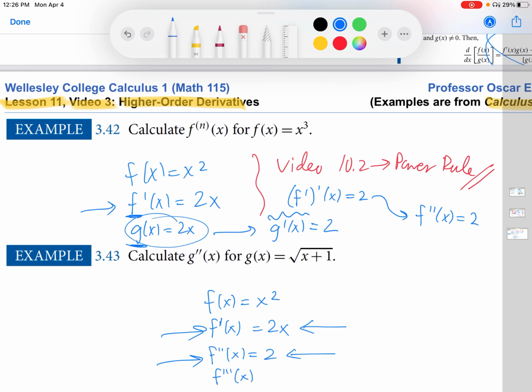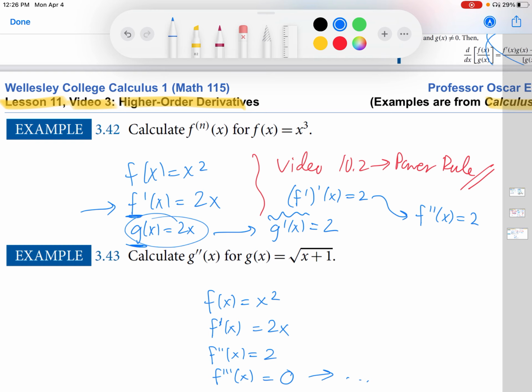I could take the derivative of this function once more. We know that the derivative of a constant is 0, so I would get f triple prime, the third derivative, equals 0. So you can keep going, right? The derivatives for this function, f of x, beyond order 3 are not very exciting, right? The derivative of 0 is 0. That's the fourth derivative. The derivative of 0 is 0. That's the fifth derivative, and so on.